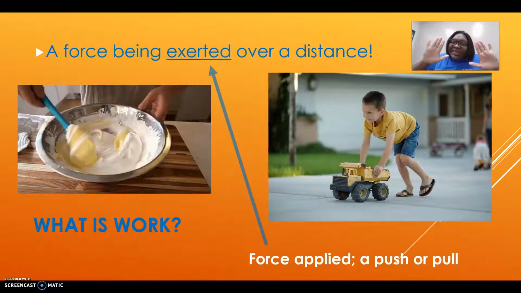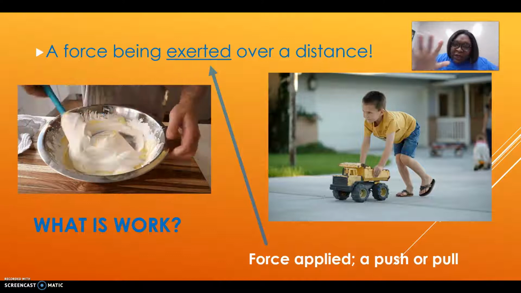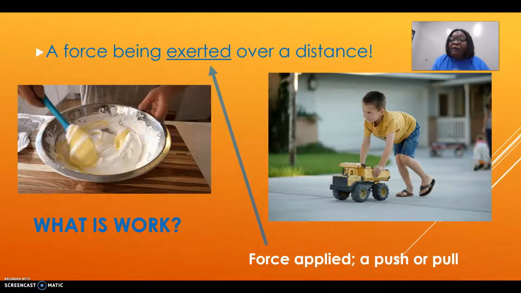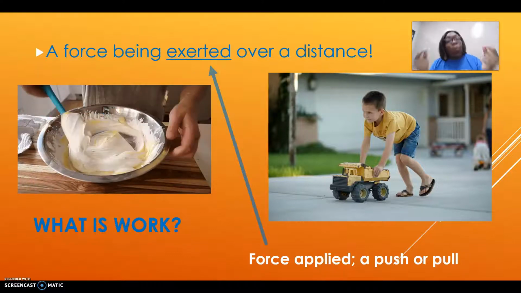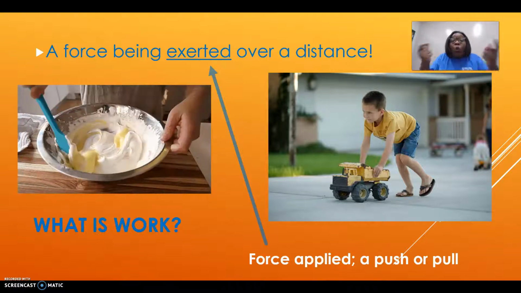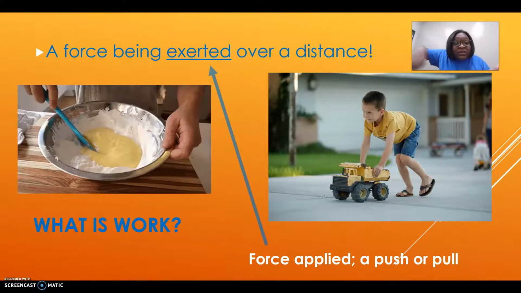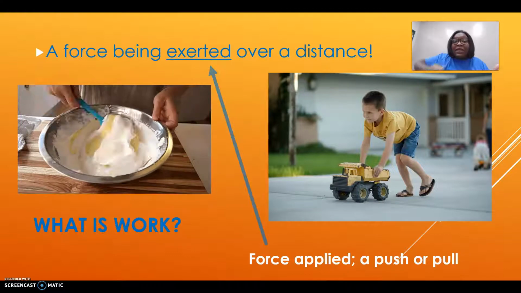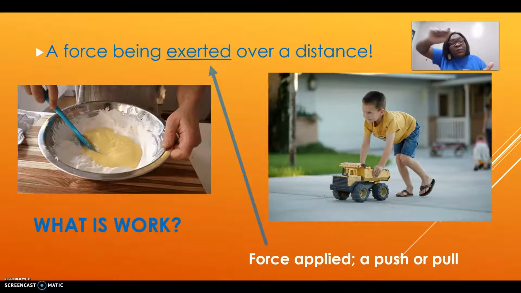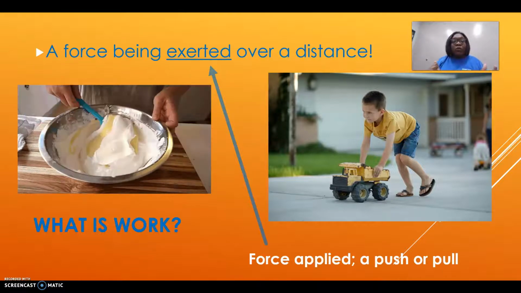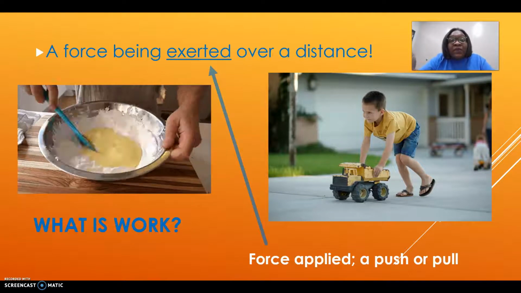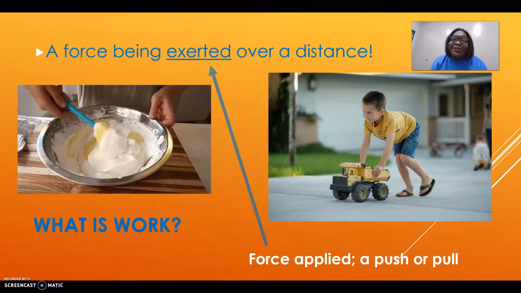Okay? When force is applied or exerted on an object and it moves over a distance, no matter how short that distance is, work is being done. When we look here at this picture, work is being done as she stirs that mixture in that bowl. The spoon is moving around that bowl. And while it's not moving a far distance, it is moving. So work is being done.